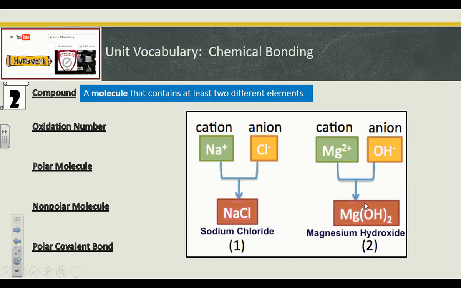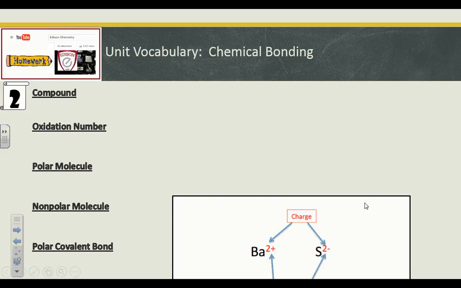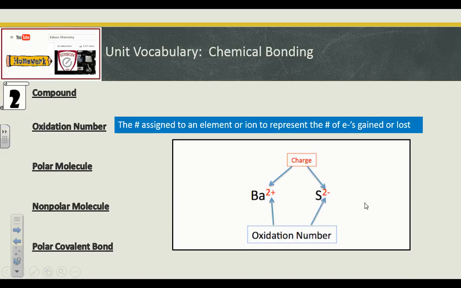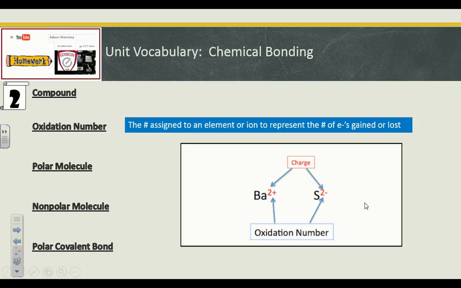Let's see what oxidation number is. Scary word. I hope it's not too bad. It's the number assigned to an element or ion to represent the number of electrons that are gained or lost. So when I say, what's the charge on this ion? And you say, it's 2+ or +2. Well, that's the same as the oxidation number. It means the same thing. Why do we have so many terms that mean the same thing? Well, it's just how it's written.